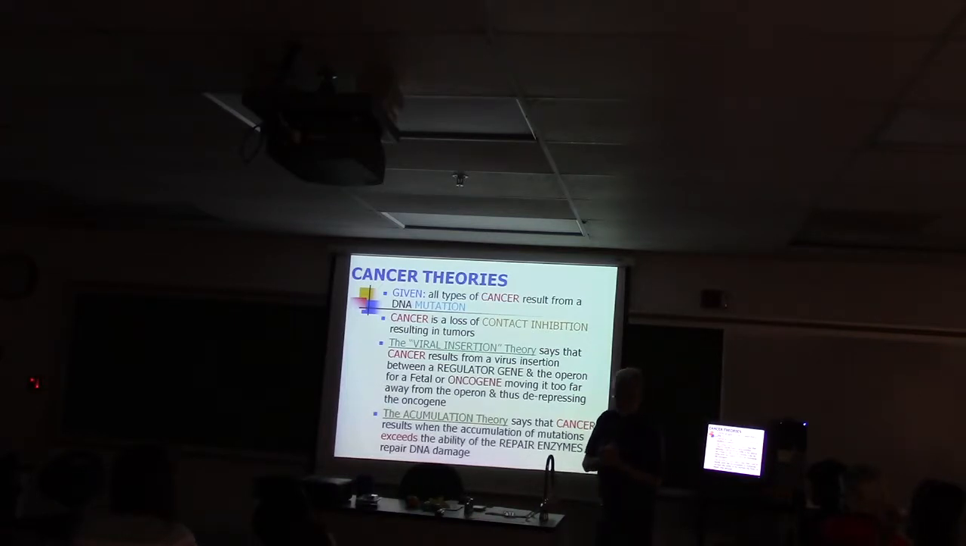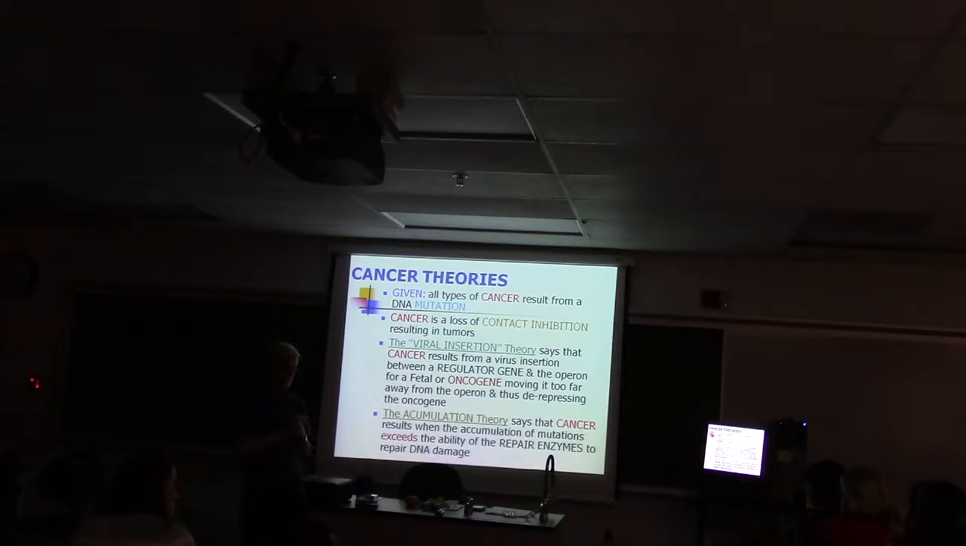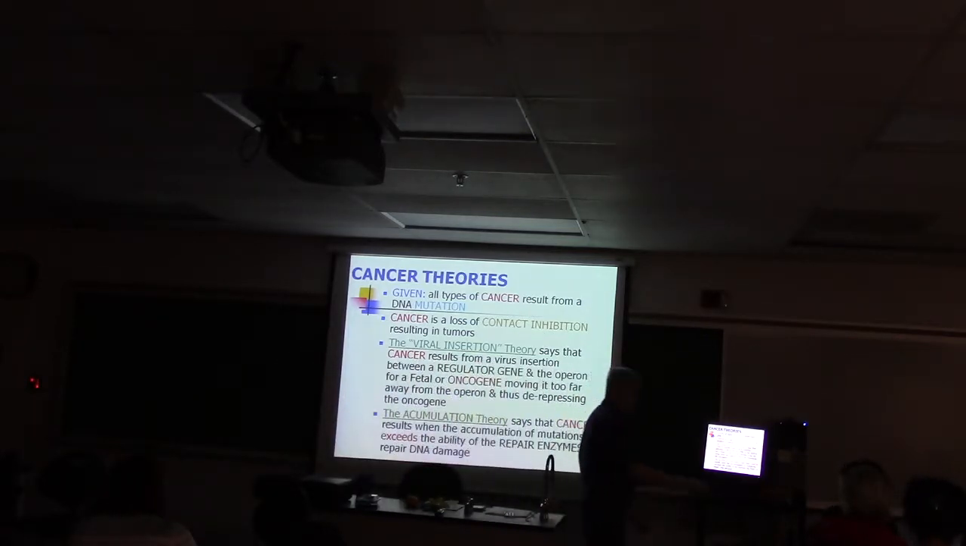Is the virus considered a mutagen? Is it vertical gene transfer? No, it's horizontal. So this is the viral insertion theory, and the other one is smoking and UV light, skin cancer, called the accumulation theory, where you put layers and layers of mutagens on and you eventually exceed the ability of your repair enzymes to make the corrections. This is where you accumulate damage over time.